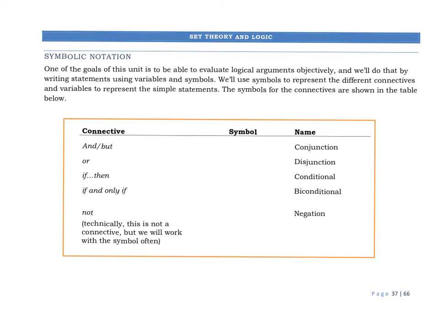So and, but looks like this. That's a conjunction. Or, the disjunction, looks like this. A conditional, if-then, symbol looks like this. Biconditional, if and only if. And the not, the negation, even though it's technically not a connective, is a symbol that we use for that.